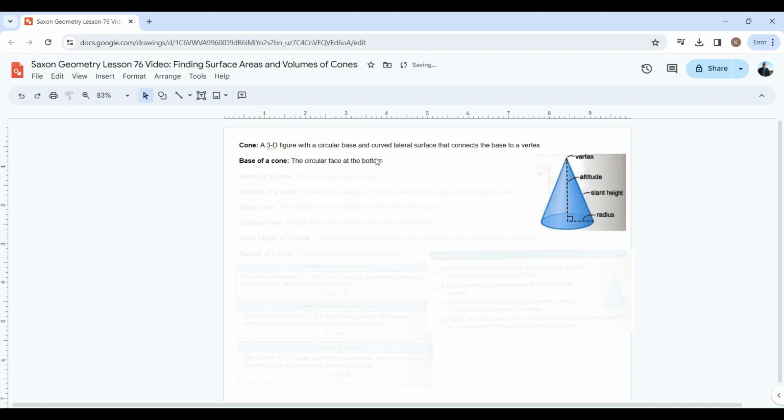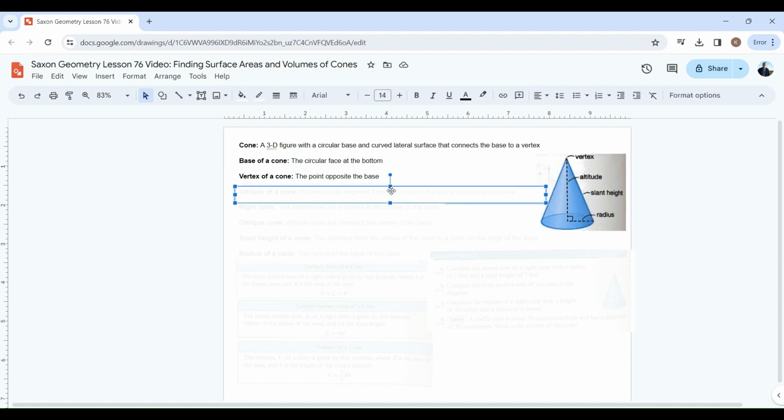So, as I've alluded to, the base of the cone is the circular face. In this case, it's at the bottom. Technically, the base of the cone doesn't have to be the bottom of the cone, but we usually draw cones so that the circular base is at the bottom. The vertex is the point opposite the base where the lateral face connects to.